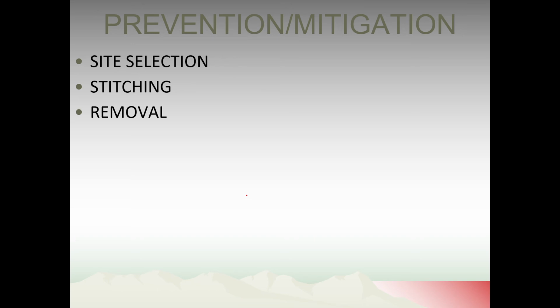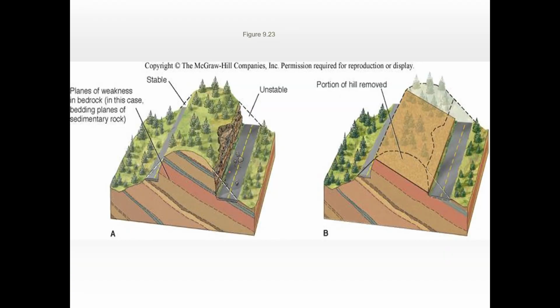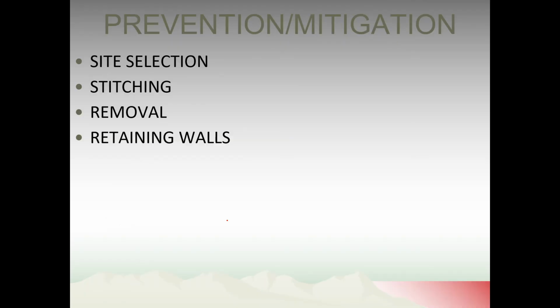So you can also just do full-blown removal. Taking my little hillside analogy, instead of putting your road on this side, just get rid of the mountainside. Sometimes this isn't economical, but sometimes it is, and sometimes it's a good option. You can build retaining walls, but you also want to build retaining walls smartly.